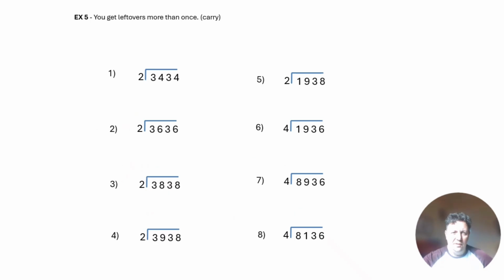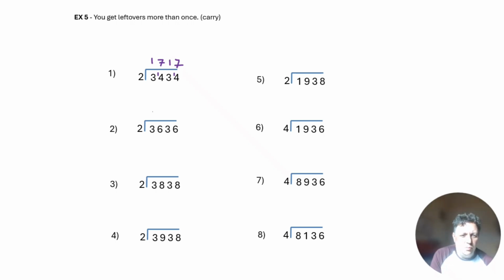Next exercise. So this, you get leftovers more than once, so we've got to be a bit cautious on this one. 2 into 3, that goes once, remainder 1. 2 into 14 goes 7 times, and now look again, we're back here. 2 can't go into 3. But we know it can at least go once and then remainder 1 again. So now 2 into 14 goes 7 times.